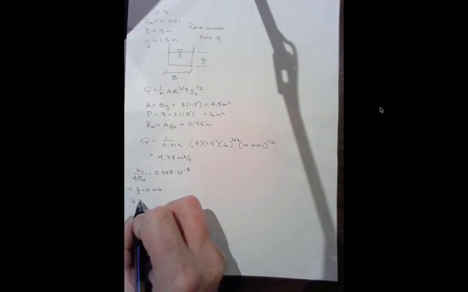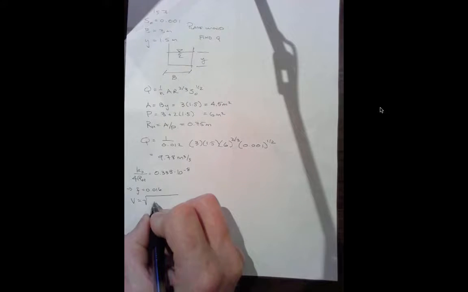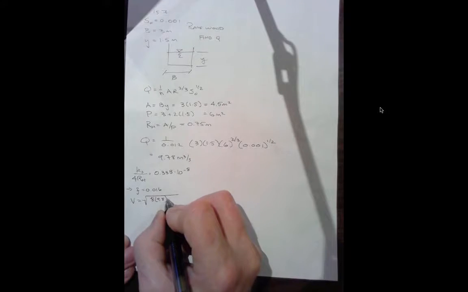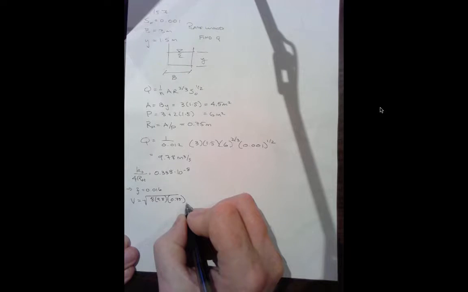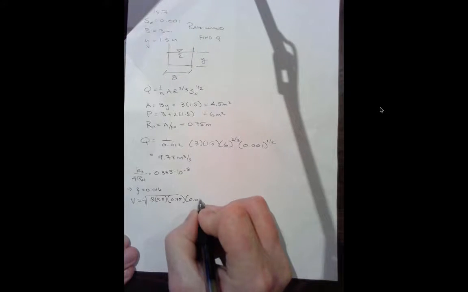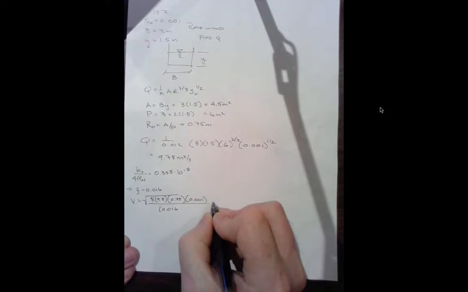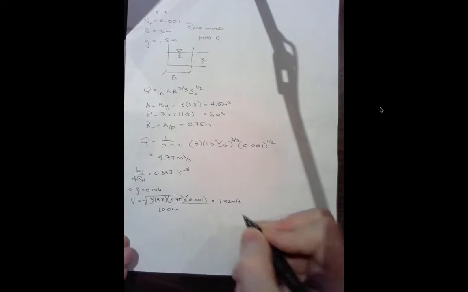We're now going to solve for velocity based on that friction factor. 8 times 9.8 over 0.75 for the hydraulic radius, bottom slope 0.001 over the friction factor 0.016. It gives us a velocity of 1.92 meters per second.